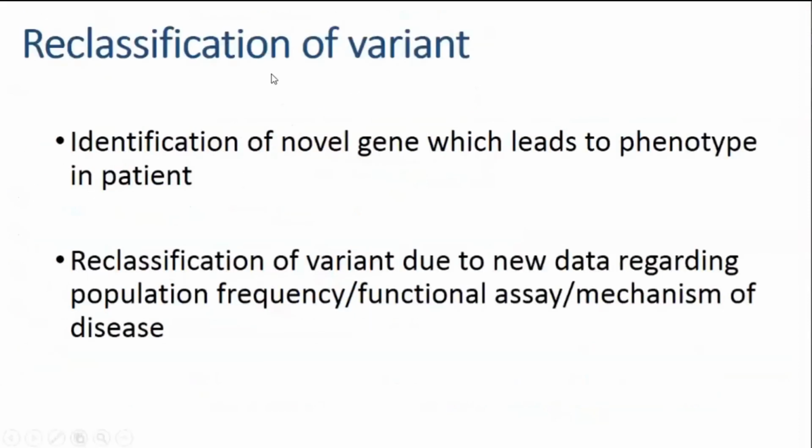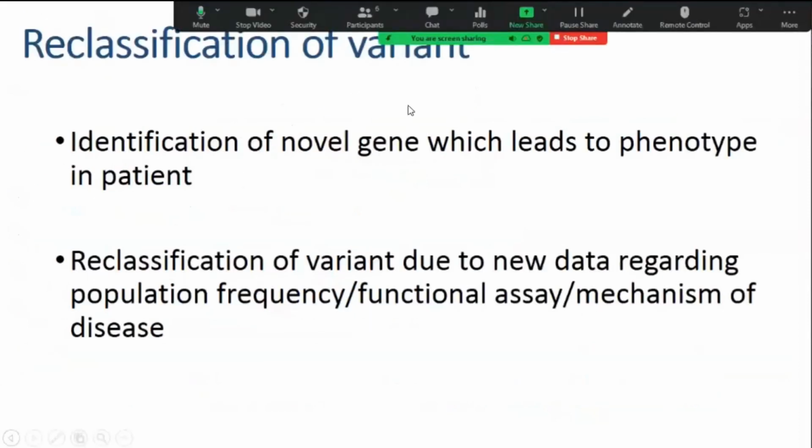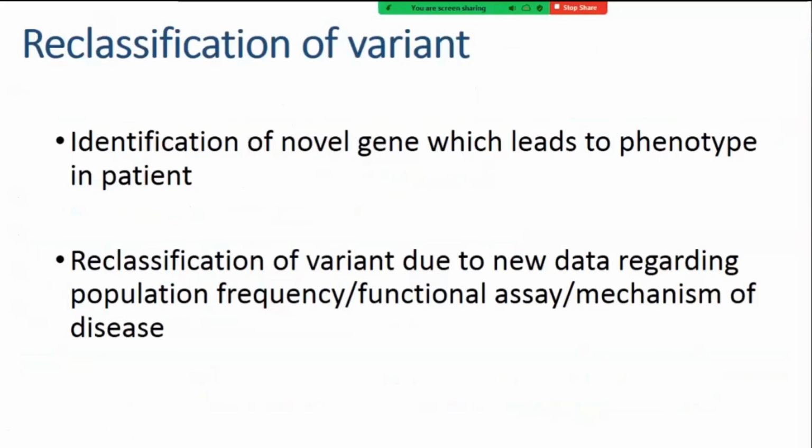Okay? So why does this reclassification of variants happen? It can happen because of a novel gene being identified. We have 19,500 genes. We know diseases for about 6,500 or 7,000. 13,000 genes, we still don't know what disease they cause. Every month, there will be one or two novel genes described. So with a novel gene, your classification may change. Or reclassification of the variant happens because new data from population frequency or functional assay has come. That will lead to the reclassification.